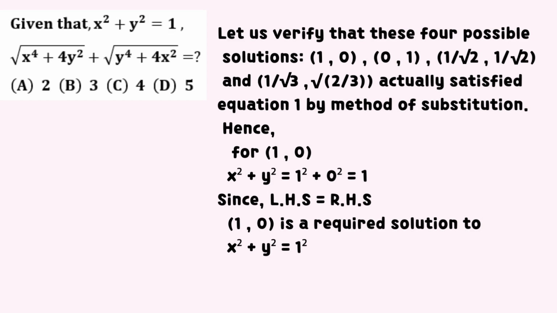For x and y equals 1 and 0, respectively, the sum of the square of x and the square of y equals the sum of the square of 1 and the square of 0, which equals 1. Since the left-hand side of the equation equals the right-hand side of the same equation, 1 and 0 for x and y, respectively, is a required solution to equation 1.